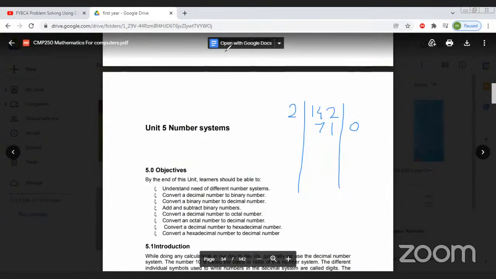Now after this, again 2 threes are 6. 1 carry over there. 2 fives are 10. So 1 is the remainder still remaining. Again, 2 ones are 2. Sorry, 2 ones are 2. 1 carry over here. 2 sevens are 14. Again 1 comes over here. 2 eights are 16. So again 1. 2 fours are 8. Here now your remainder will be 0. 2 twos are 4. And the last one is 2 ones are 1.